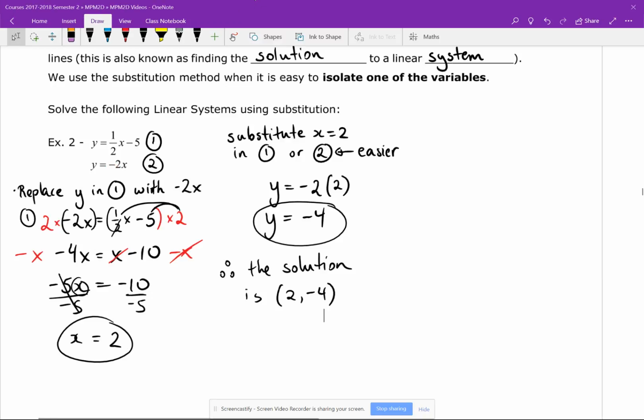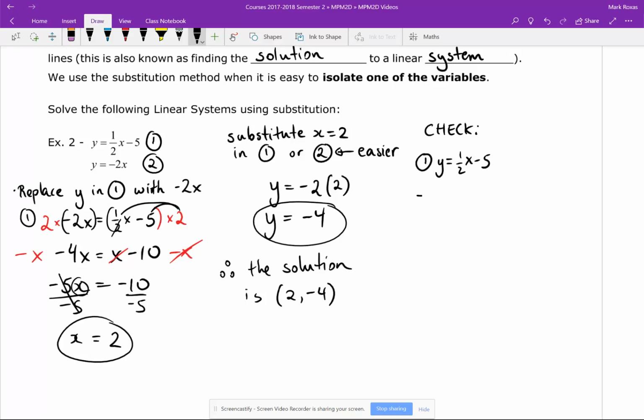Okay. Now, it's easy to make a mistake. So you must always do this thing we call the checking step. So you're going to check our work, and you check your work by using both equation 1 and equation 2. So equation 1 says y equals 1/2 x minus 5. Check your solution satisfies both sides of the equation.